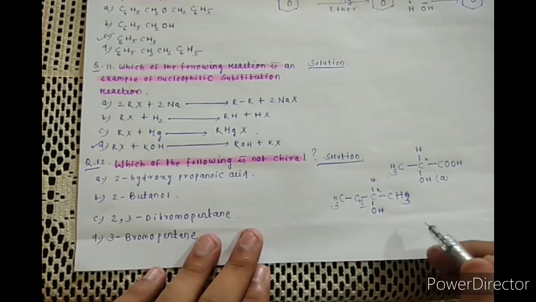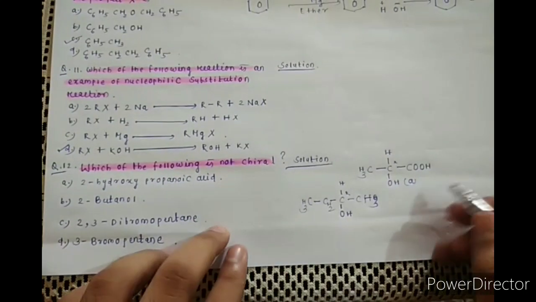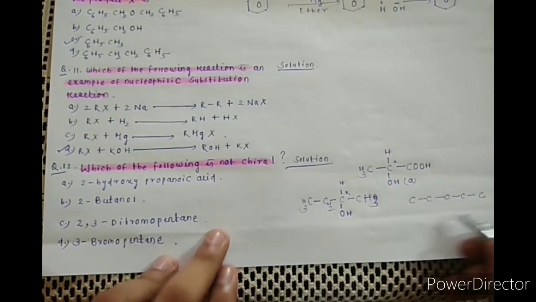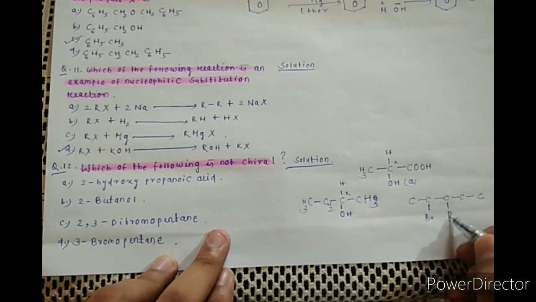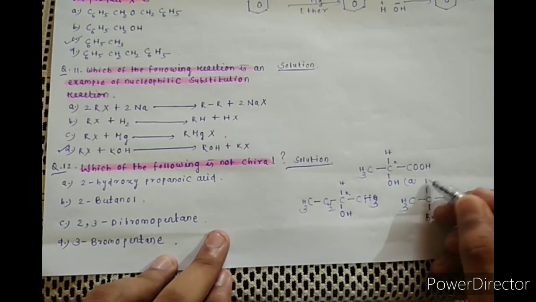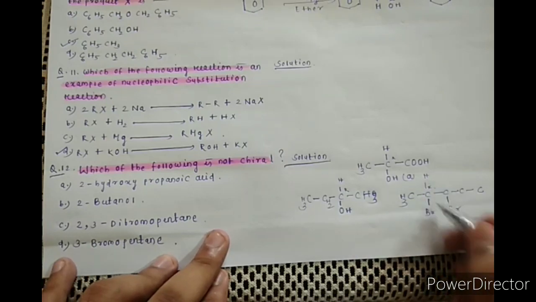But look, 2,3-dibromopentane. Just draw the structure of 2,3-dibromopentane. This is pentane, 1, 2, 3, 4, and 5. This is 2 and this is 3, 2,3-dibromopentane. Now look, is this carbon a chiral carbon or not? This carbon is a chiral carbon because it has 4 different groups. This is called a chiral carbon.